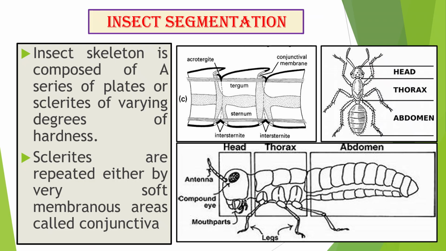The insect body is mainly composed of a series of plates or sclerites, which are of varying degrees of hardness. Those sclerites are mainly separated by a soft membranous area. The soft membranous area is called conjunctiva. This conjunctiva mainly helps in stretching of the body parts, especially in the grasshopper for laying eggs in soil. They stretch their abdominal part with the help of this conjunctiva, then lay egg pods in soil, especially in the case of locusts.